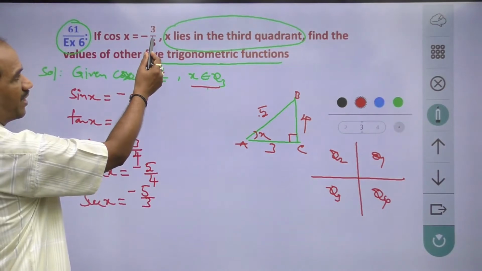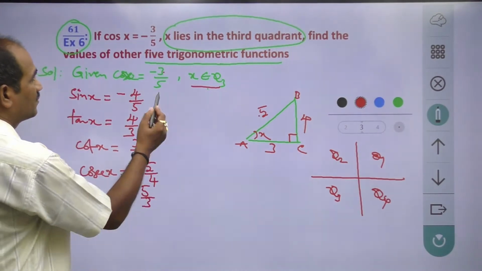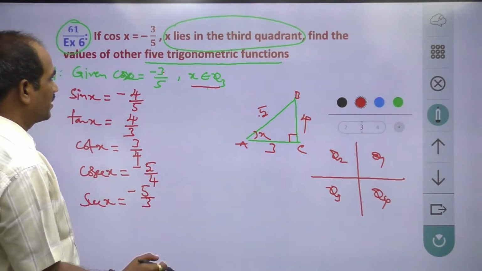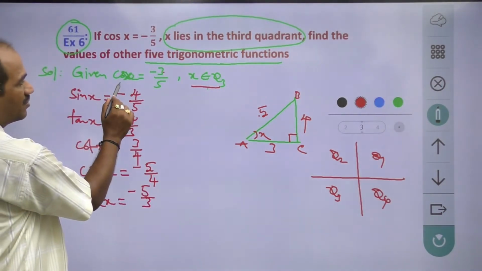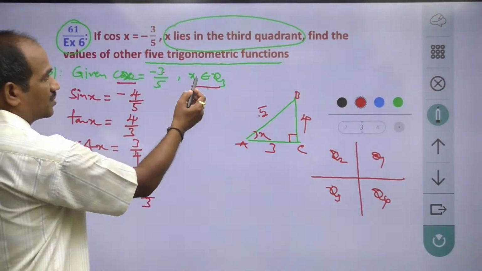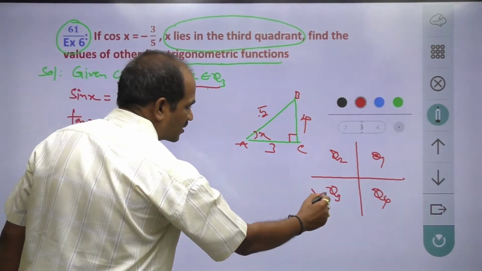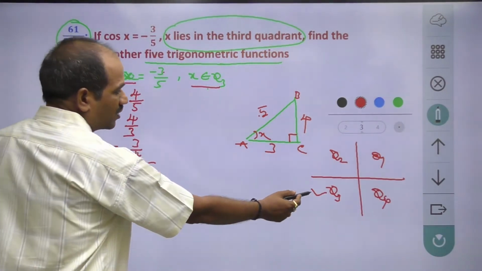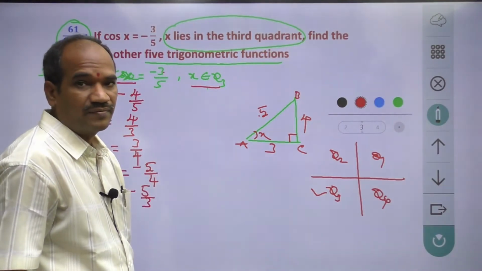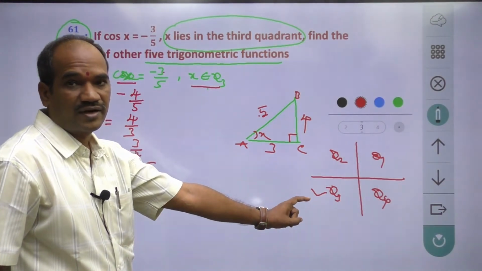Now one more time: cos x is equal to minus 3 by 5, and x lies in the third quadrant. Find the values of the other 5 trigonometric functions. First write the given data: cos x is minus 3 by 5, and x lies in the third quadrant, so x belongs to Q3. In the third quadrant, tan and cot are positive. The remaining trigonometric ratios are negative.